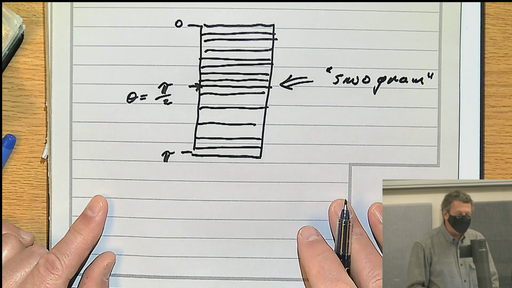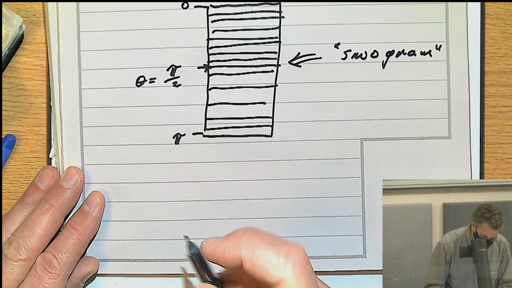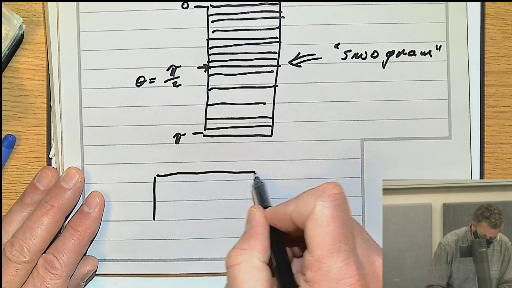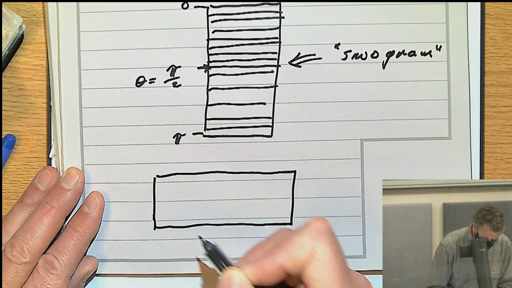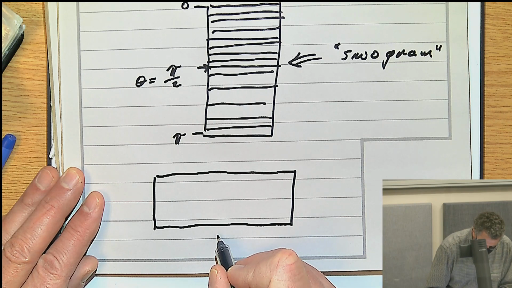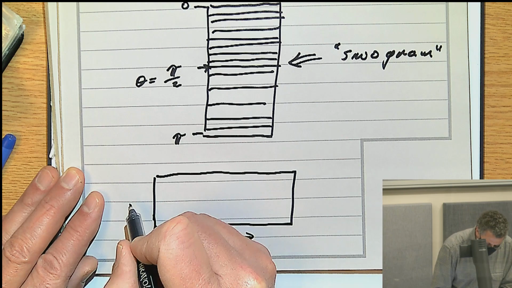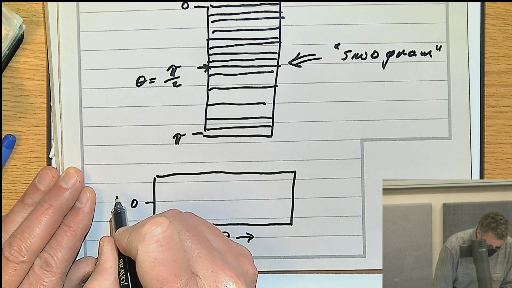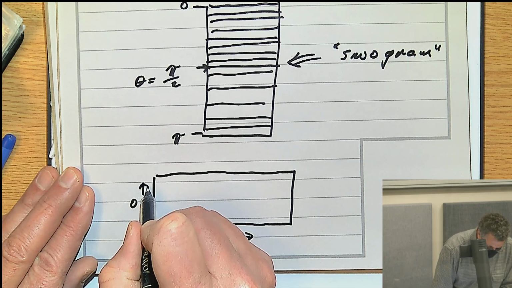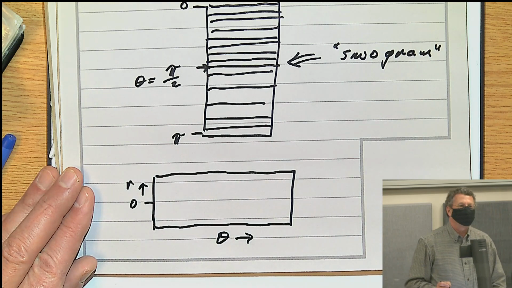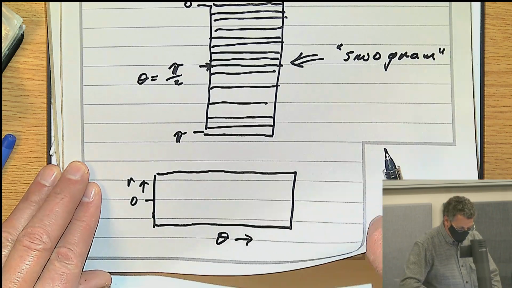Why is it known as a sinogram? Because it's usually not displayed this way. It's actually usually displayed like this. This is theta. And this thing is r. It's usually done like this. Now, what will happen is this.